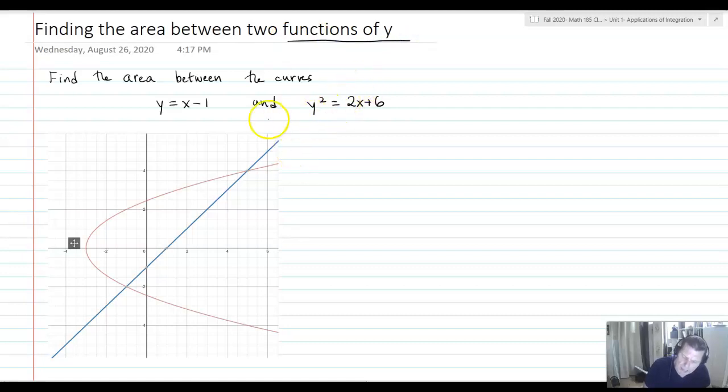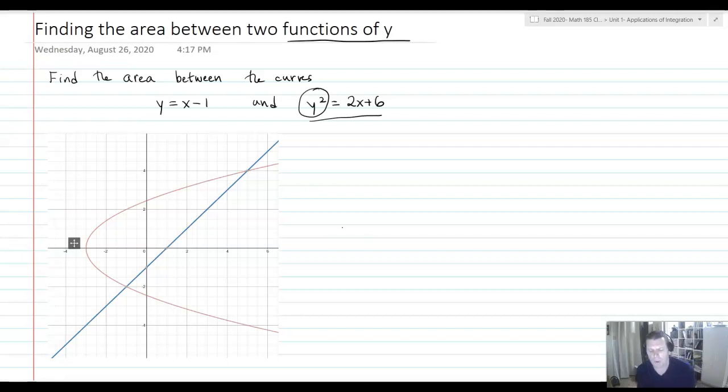So the first thing that I want to notice here, let's say, for example, I want to find the area between the curves y equals x minus 1 and y squared equals 2x plus 6. If we notice here, what we see is that it's much easier to find x as a function of y than it is to find y as a function of x, mostly because of this y squared term. This y squared term actually means that in terms of functions of x, we don't actually have a function of x. This is not a function of x, but it is a function of y. And so consequently, it'd be better for us to utilize this in terms of functions of y.